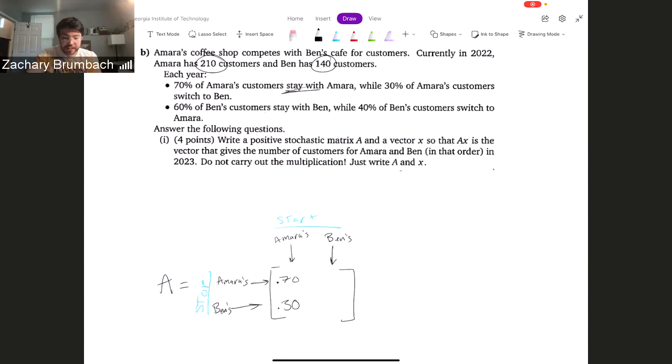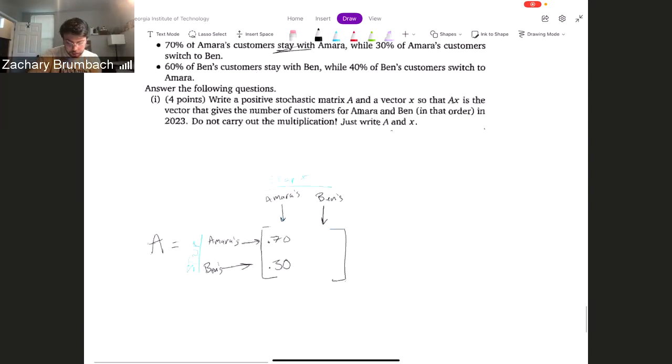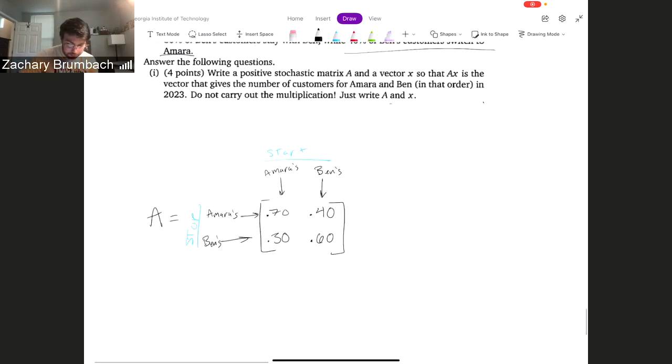Likewise, 60% of Ben's customers stay with Ben, okay? So 60% start with Ben and end with Ben. So it is not the first entry, but it is the diagonal entry, okay? I saw a lot of people get that wrong in the midterm. That's okay. That's what we're here for. You can do better on the final for it. Okay. Likewise, 40% switch. Okay. Now we're here. That's a stochastic matrix. Fantastic. We're one step down.